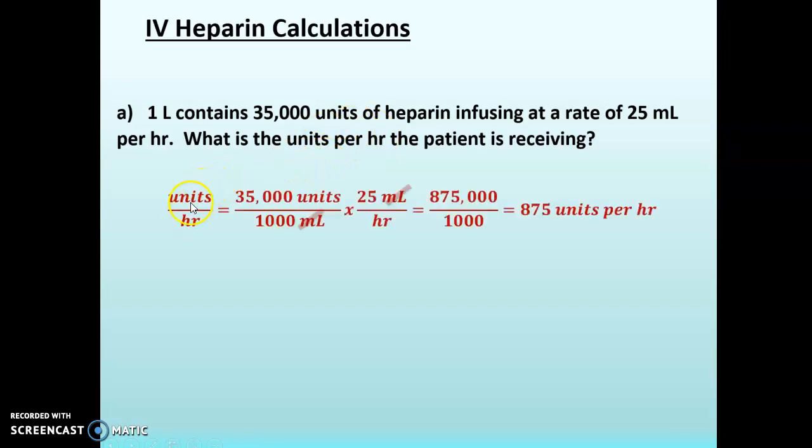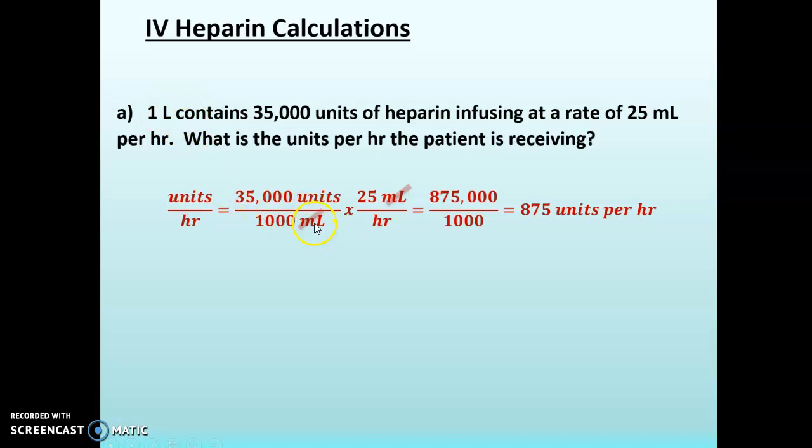So we're going to start with that, units per hour, and that means we have to have units at the top of our first fraction. So we can pair up that 35,000 units with 1 liter. Now I'm going to go ahead and change 1 liter into 1,000 milliliters. I know that my next fraction is going to have milliliters in it because that's what's left in the problem here. So I just went ahead and made that substitution in my head before I wrote it down. So 35,000 units is happening in 1,000 milliliters of fluid.